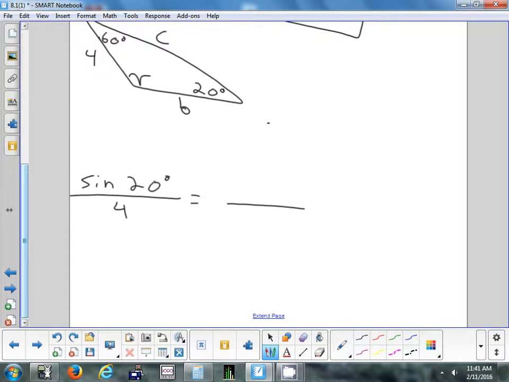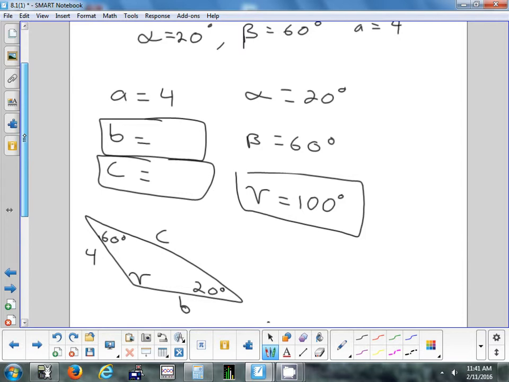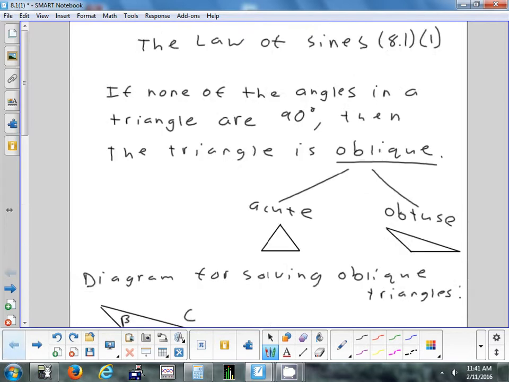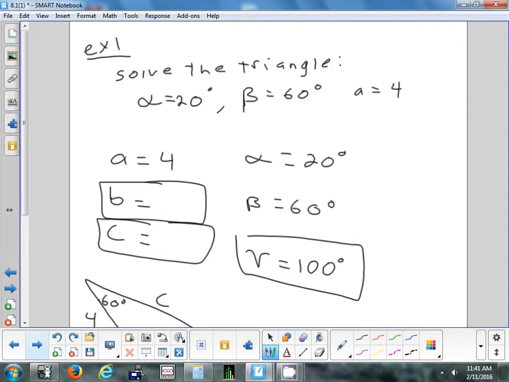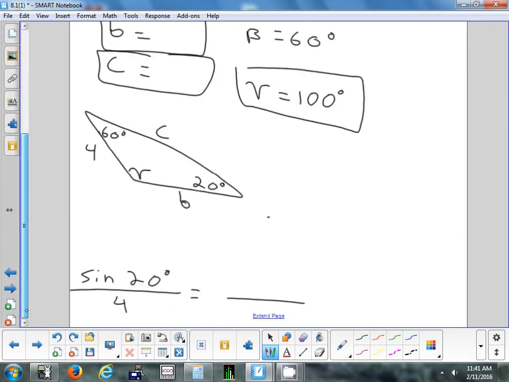Now, what you put on the other side is going to dictate whether we find B or we find C. If we're going to find B, we're going to use this: sine beta over B. If you wanted to find C, we would use the last part. We'll do that at the end. So let's put sine 60 over B.